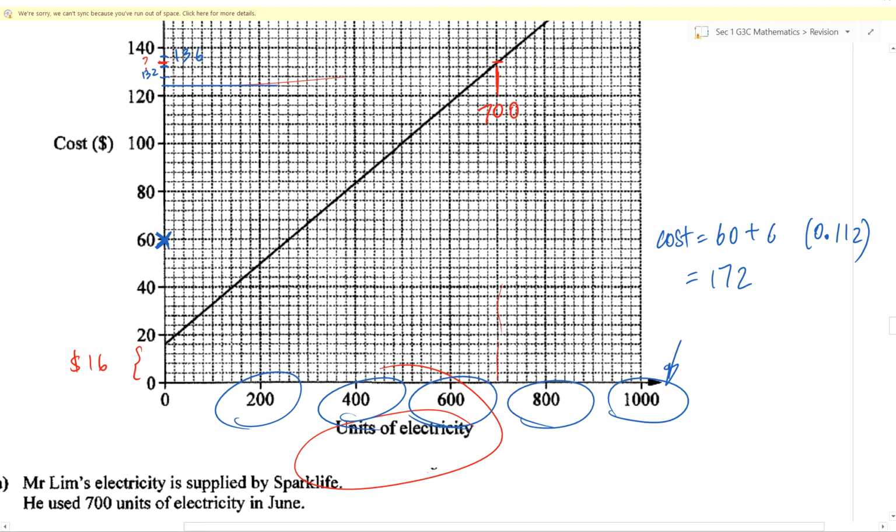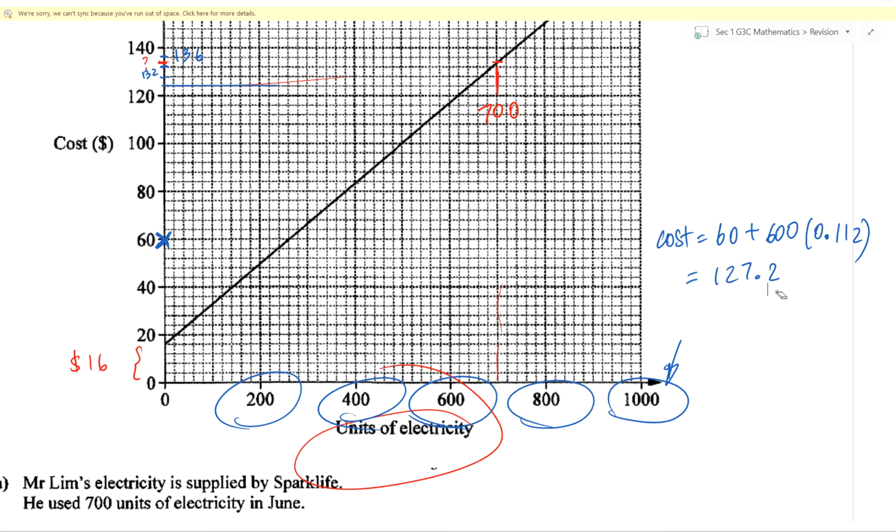So if it is 600 units, 600 times 0.112 plus 60 ends up being 127.2. Now, 127.2, you have to think about it. Are you able to tell where 127.2 is? No, right? We only have multiples of 4. So while it is not wrong to substitute in 600 to find out the cost, it is not very helpful in our plotting of 127.2, because I cannot pinpoint exactly 127.2 on the vertical axis.